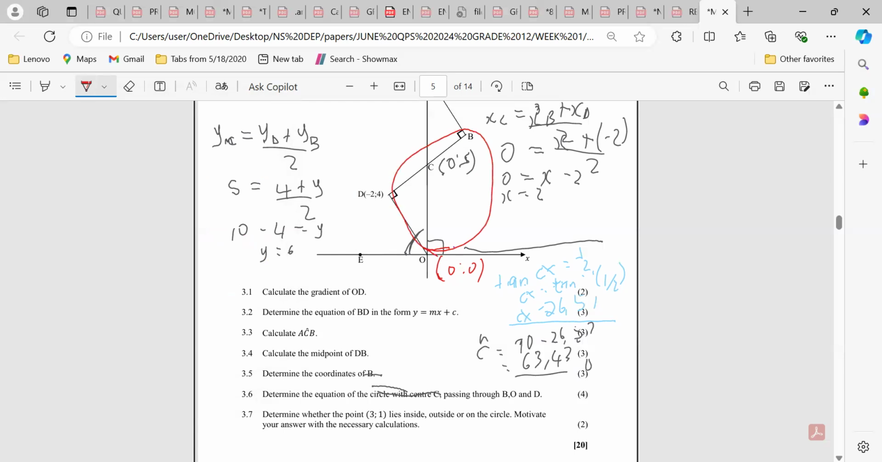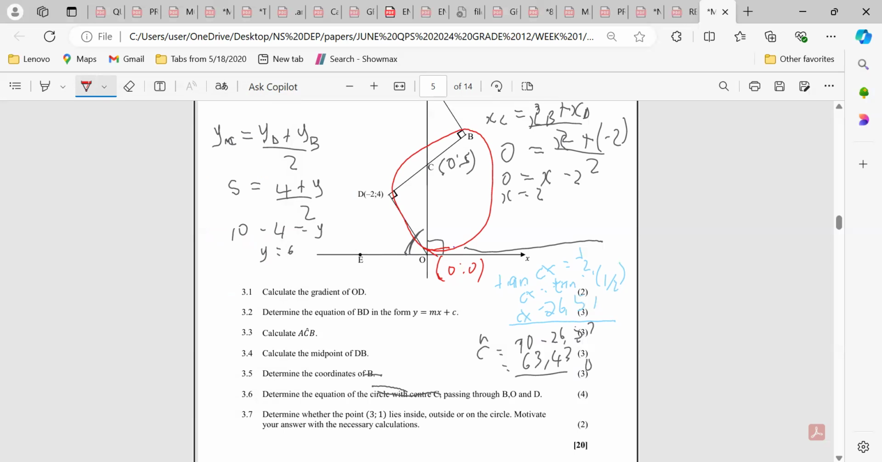Actually, it passes through B and O. That's what we want about this circle: we want it to pass through B, D, and O. Everyone is happy then. And then we said this part here we are cancelling it. C is not a center. We want it to pass through B, D, and O. Everyone is happy then.